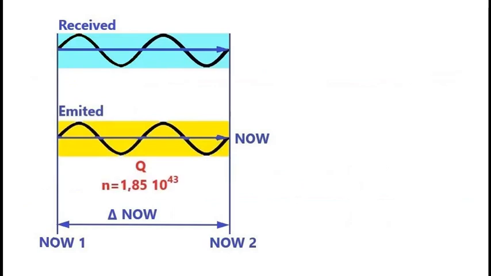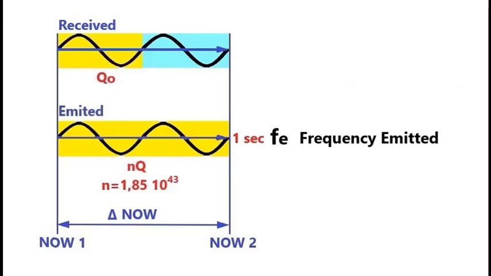If n is equal to 1.85 times 10 to the 43rd, nq will be an own second where a certain number of cycles will be contained, which will be the frequency emitted, cycles per second. And we have said that it will be received unchanged, but with a smaller reference quantum q0.